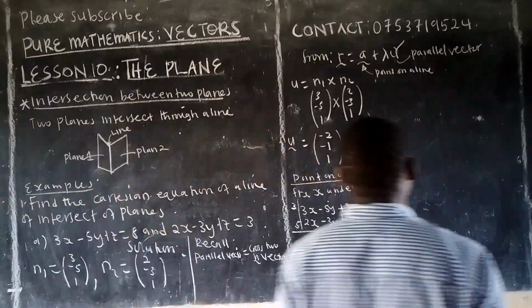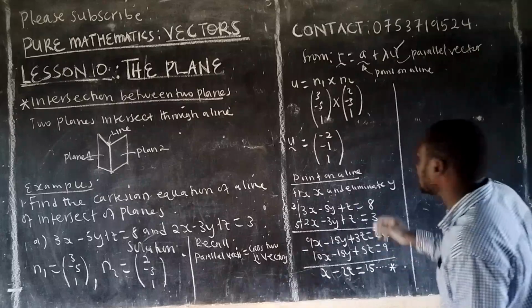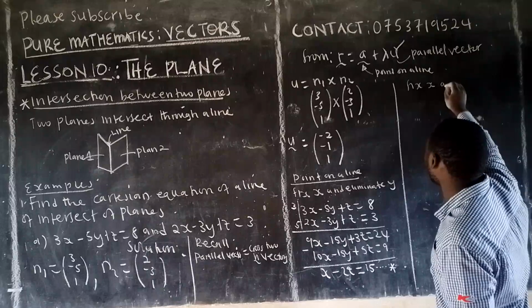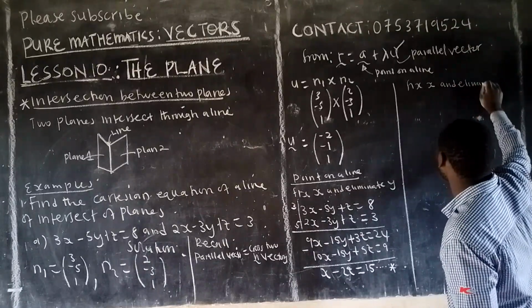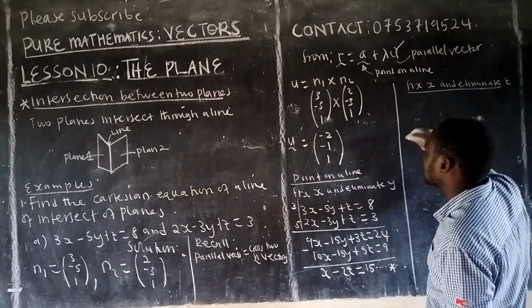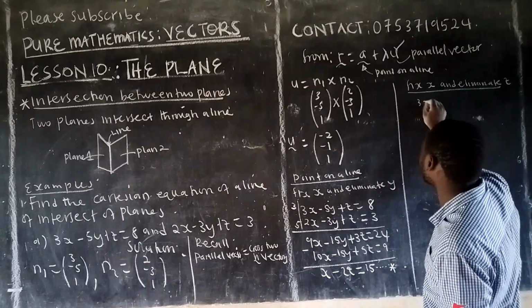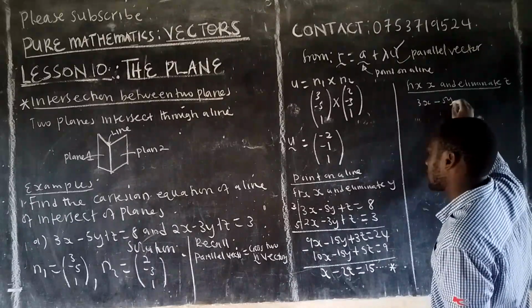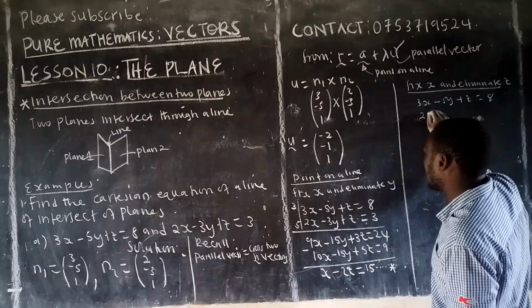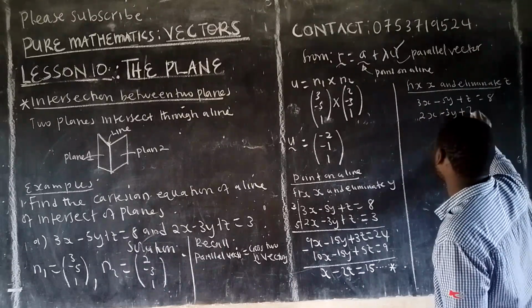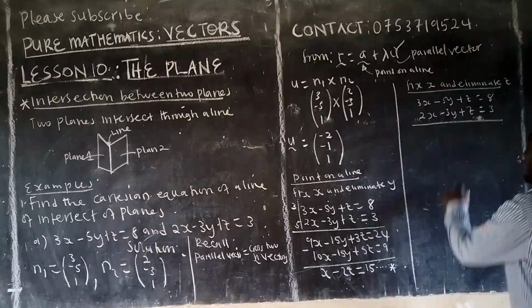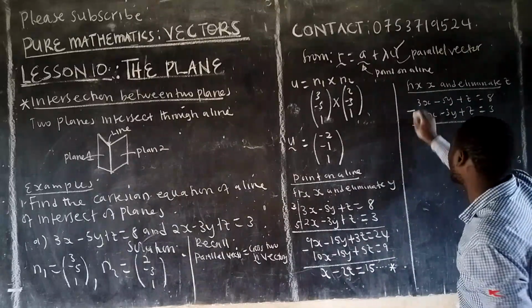Now, let us continue. Still I will say fix x and eliminate z. You keep fixing that very value. So fix x and eliminate z in that very equation. So I will say 3x minus 5y plus z is equal to 8, and 2x minus 3y plus z is equal to 3. The fixing can be done on any, but we have chosen x. Now if you fix x and eliminate z, we are lucky that this one is z, z, so you are just going to subtract directly.